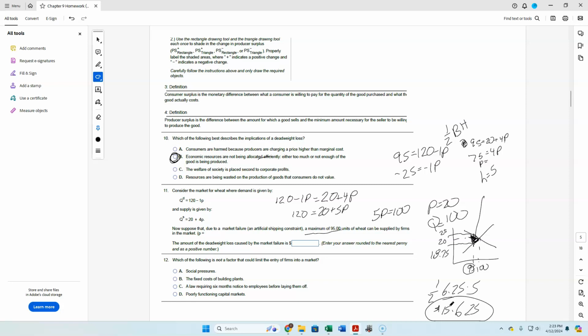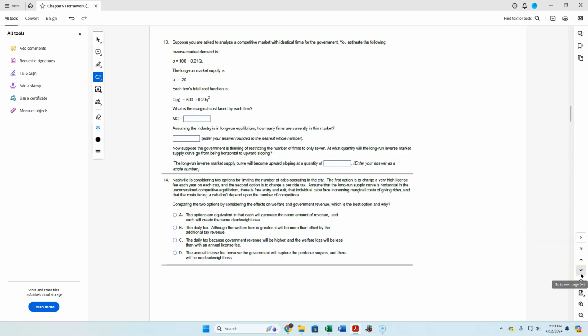Okay, number 12. A definitional question or a theory question. Which of the following is not a factor that could limit the entry of firms into a market? That would be a fixed cost thing. In this case, fixed costs are not going to be any factor that affects the entry of the firms. This is going to be largely issues that have to do with the profit levels for the firm, since we're talking about competitive markets. Okay.